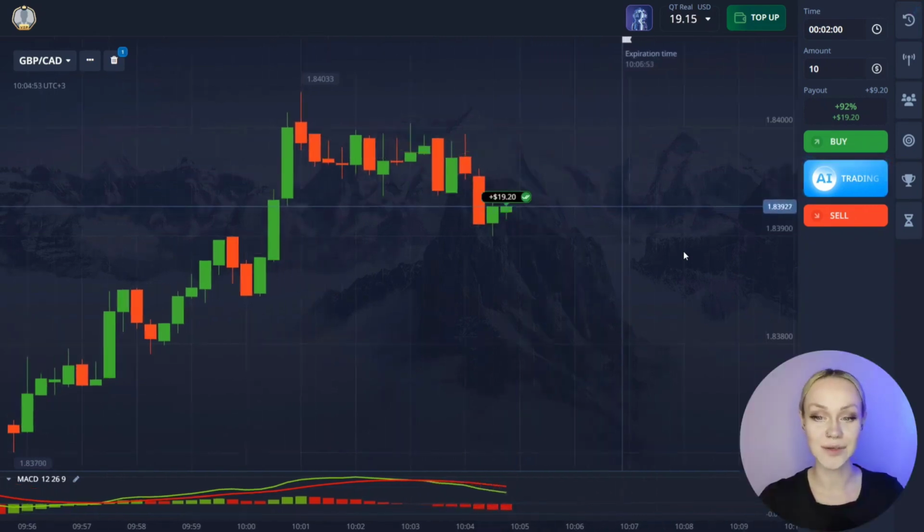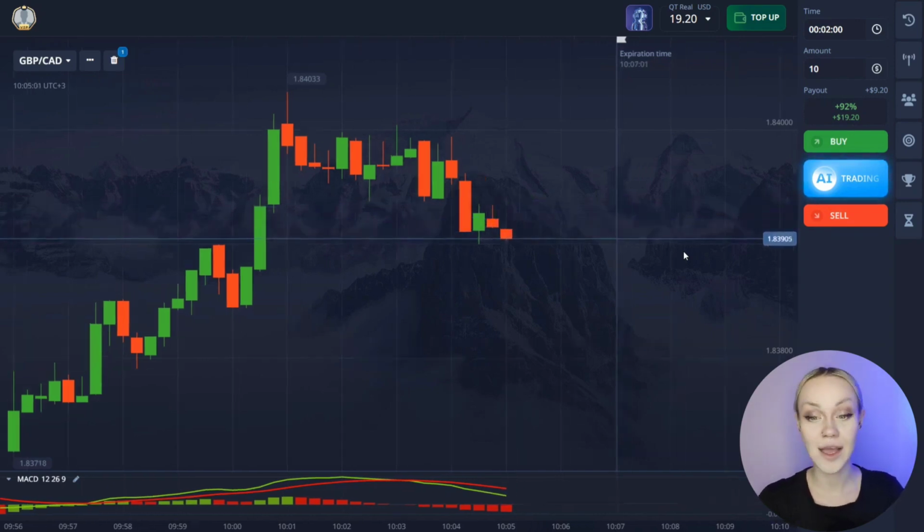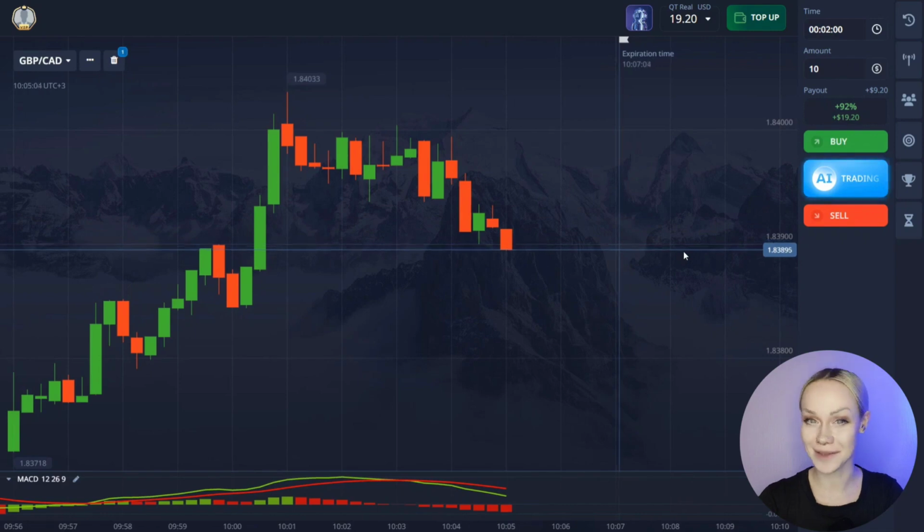The price moves according to our scenario and goes down. Thus, our trade closes below the entry point and we make a profit here. So let's continue and find some other working cases.